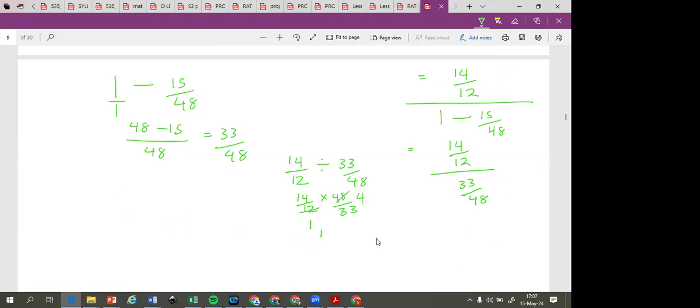So I remain with 14 times 4 out of 33. And 14 times 4 surely will give us 56 out of 33. Thank you, members. That is very correct. Okay. Now, what are we going to do?